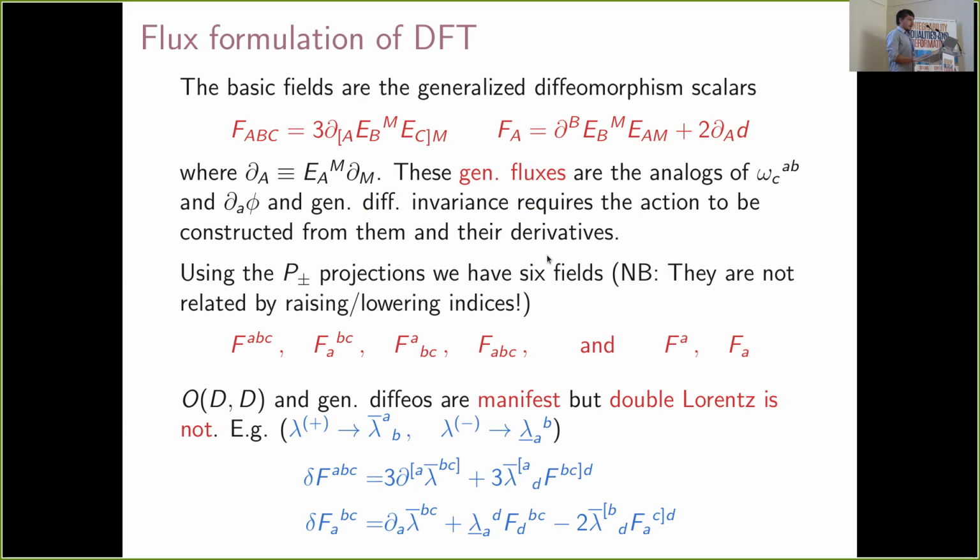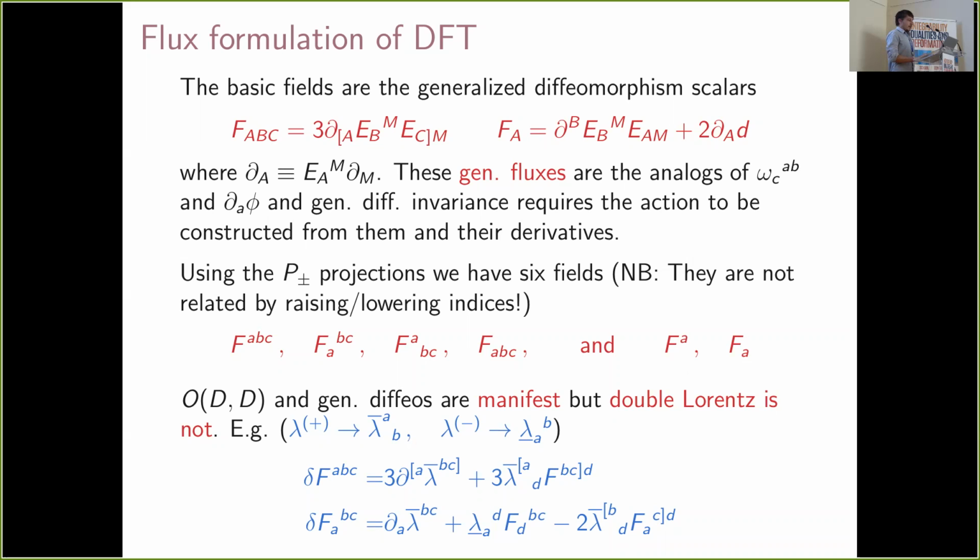Okay, but now we saw that you can use these invariant projectors to split the doubled index A into an upper or lower index. So that means that you get a number of fields from these actually. You can project the indices so they're all upper indices, or one upper, two lower, or two upper, one lower, or all lower. So you get 4 different fields from the 3-index object, and you get 2 different ones from the 1-index flux.